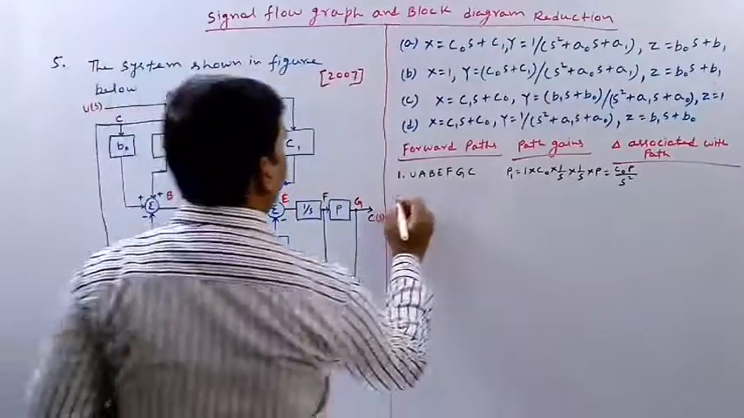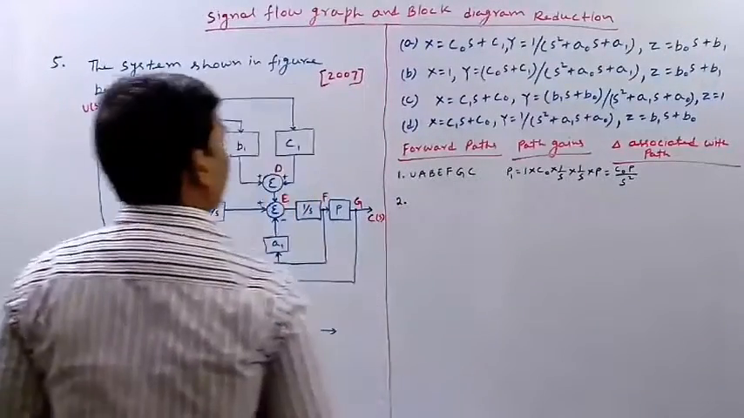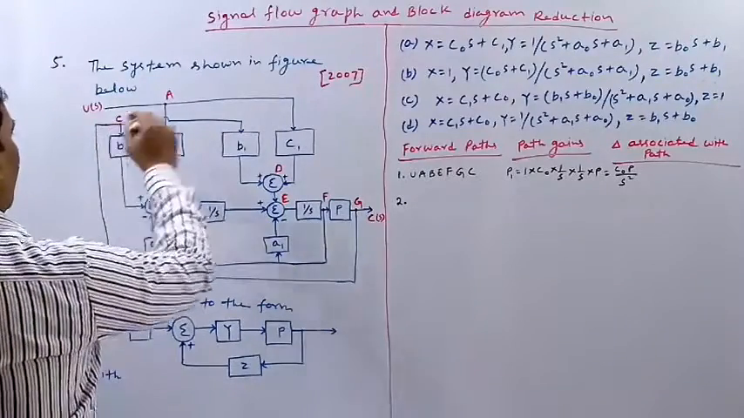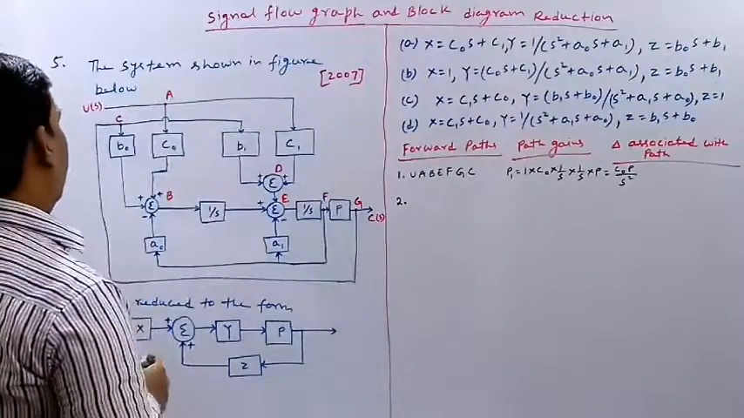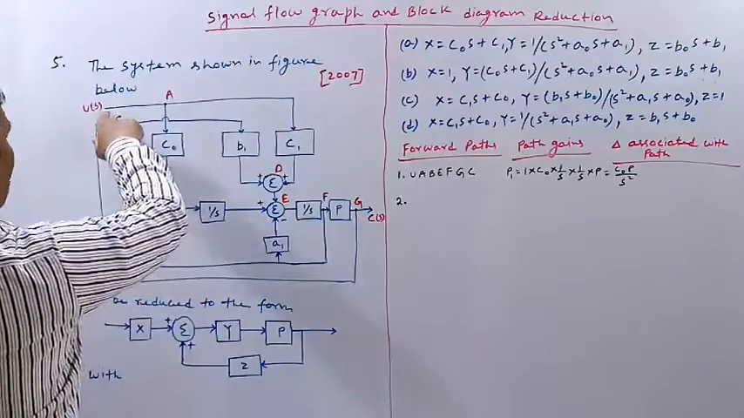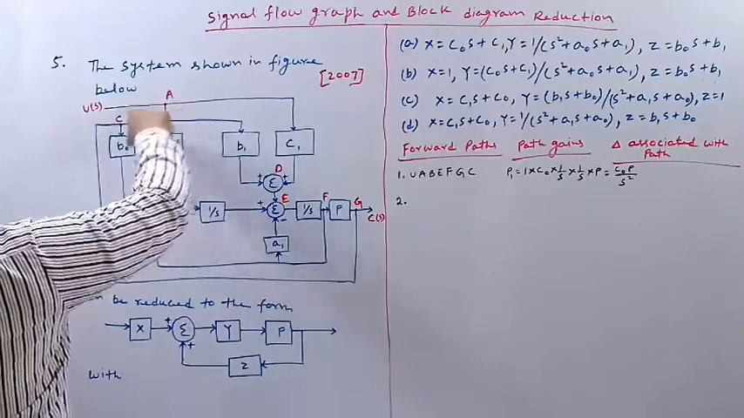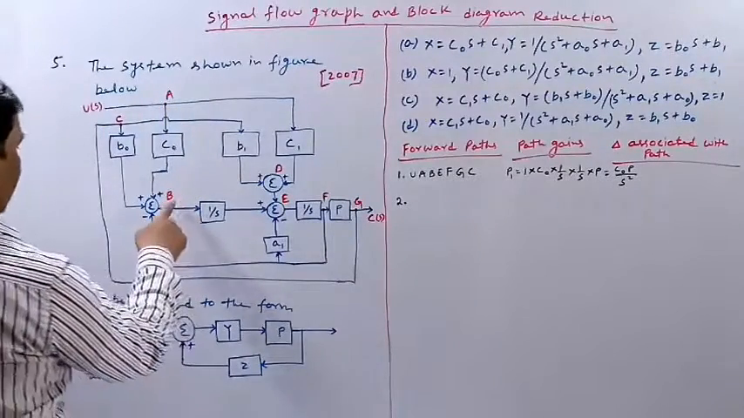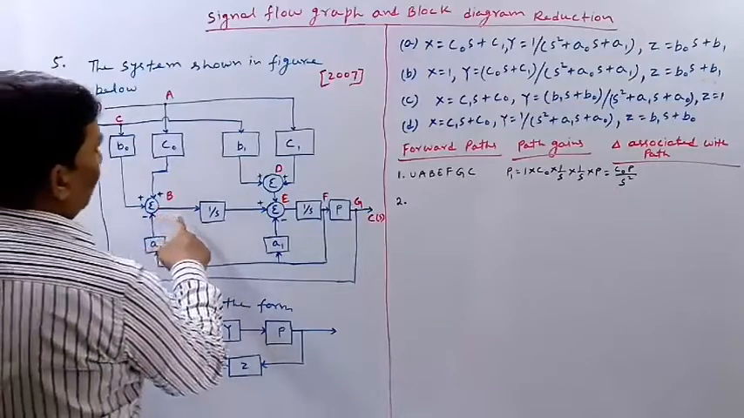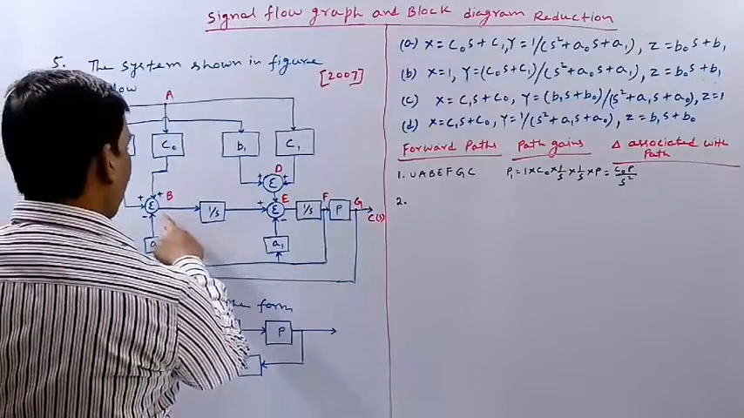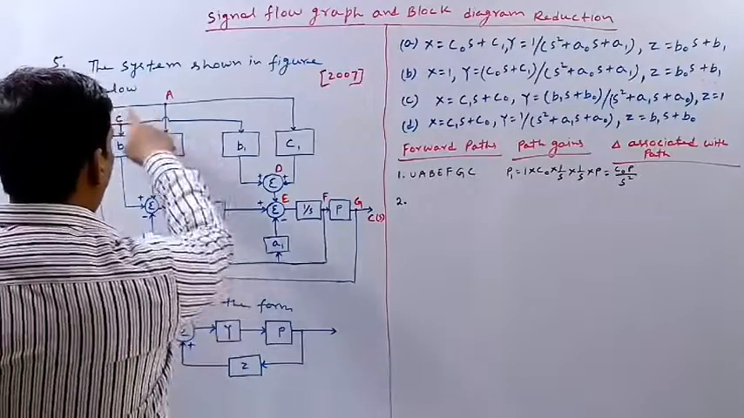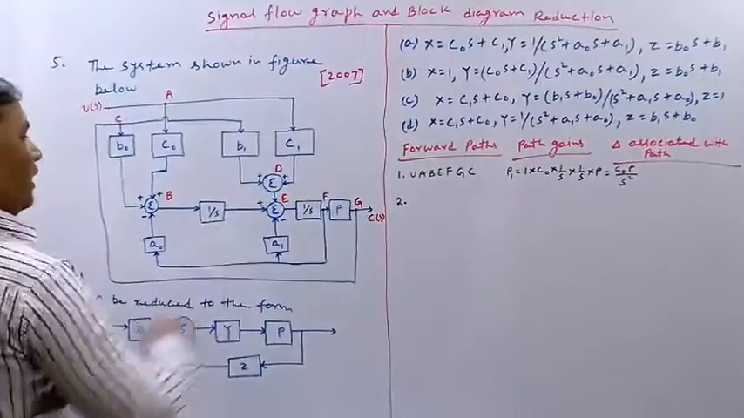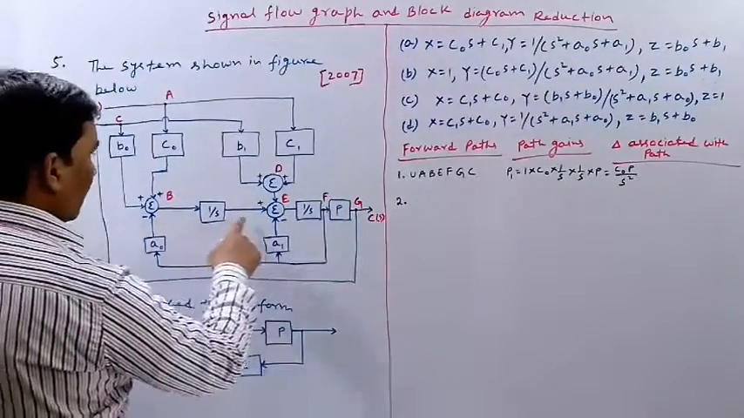Now what is the second forward path? We have to always start from U, A, B, and see if there is any other forward path from here or not. U, A, B, E, F, G, C I have already written. So is there any other forward path?